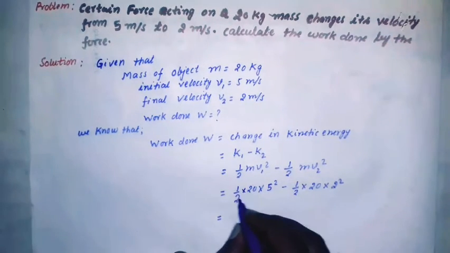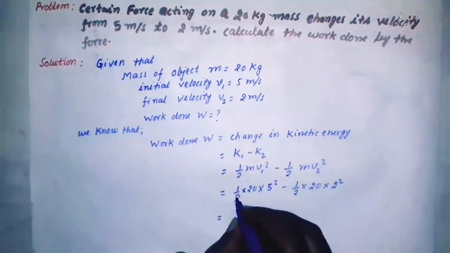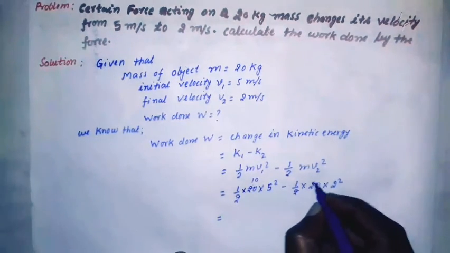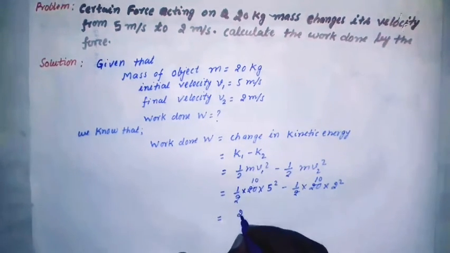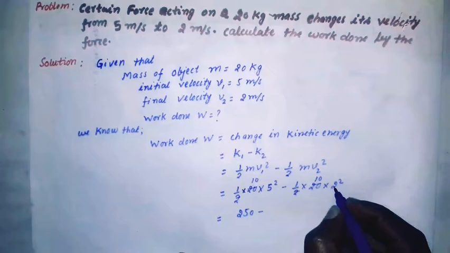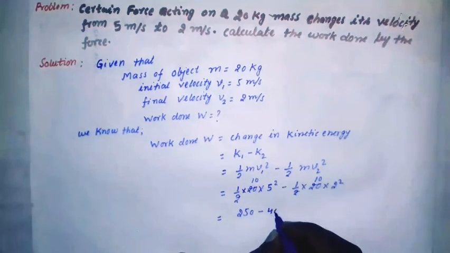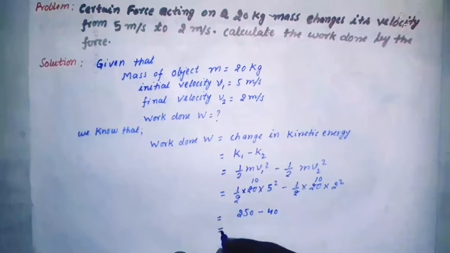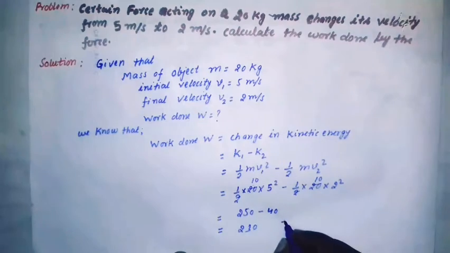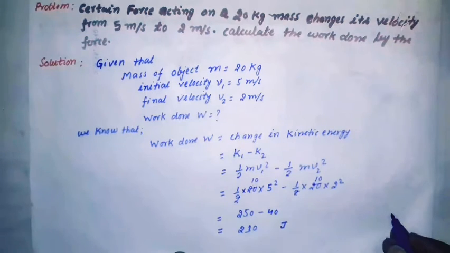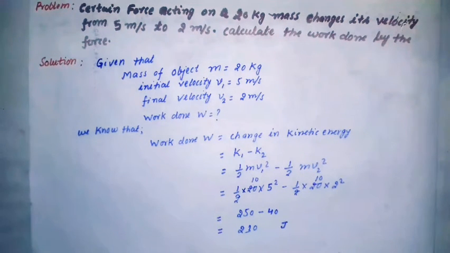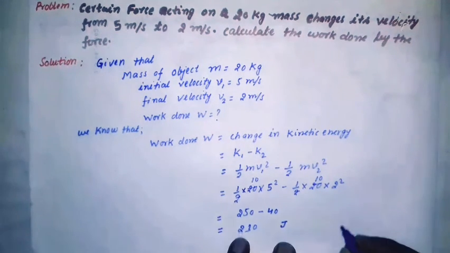That is, 2 10s are 20, and this will be 5 5s are 25, 25 into 10, 250, minus 2 2s are 4 into 10, 40. 250 minus 40, that is 210. This will be in joule. Since all the units are SI, the answer will be in the SI unit. So the work done by the force is 210 joule. It will be our answer.